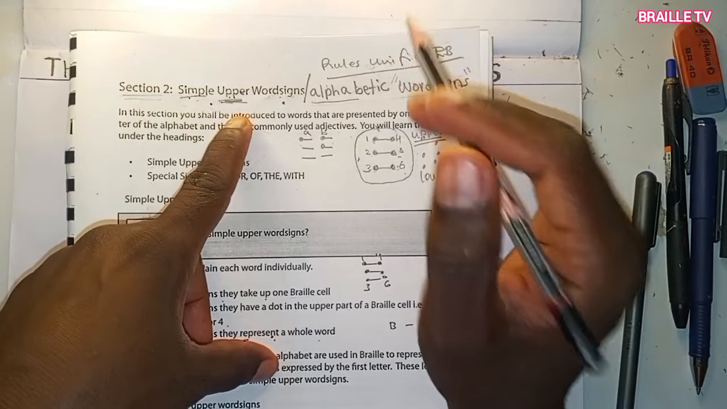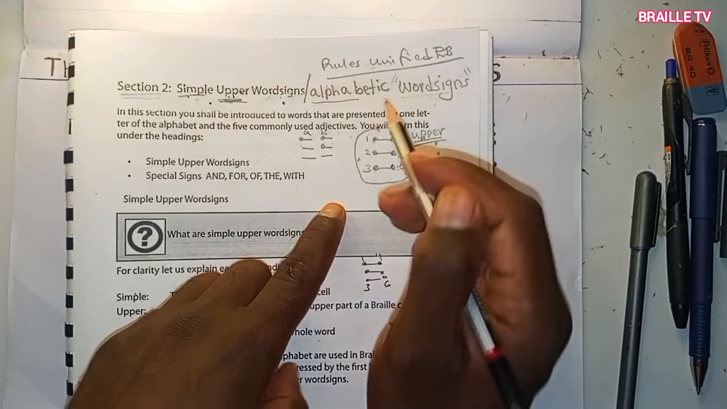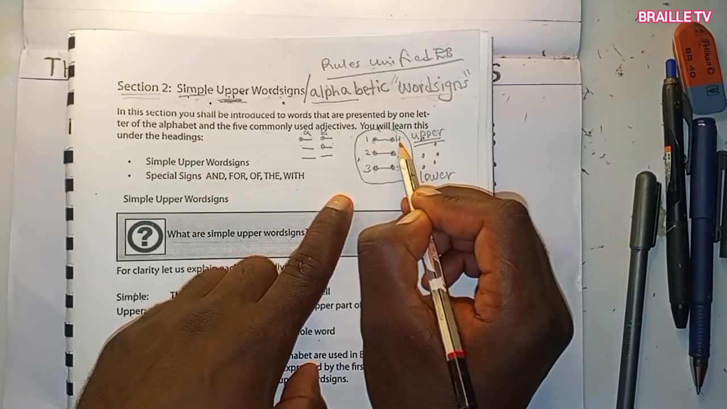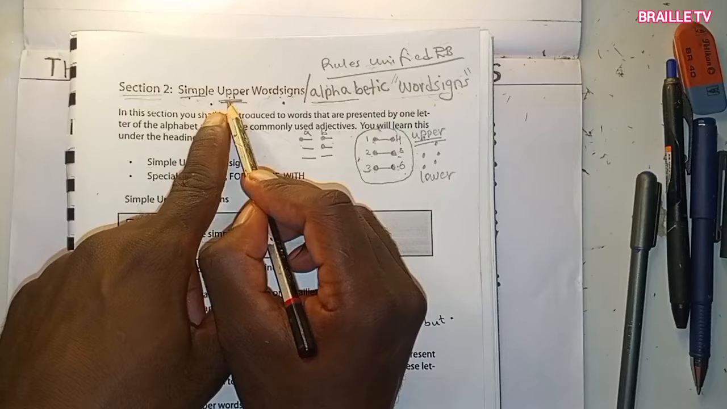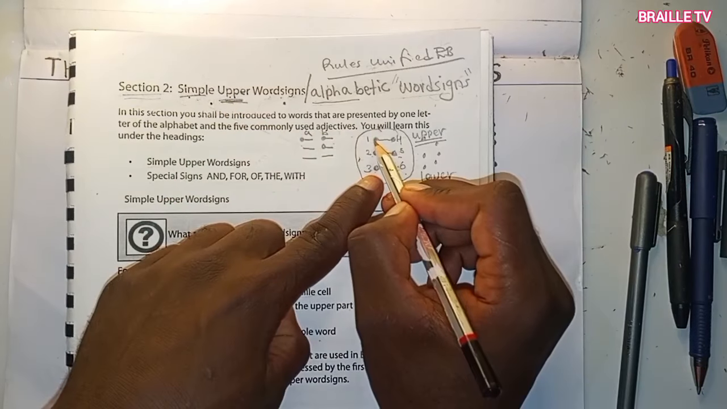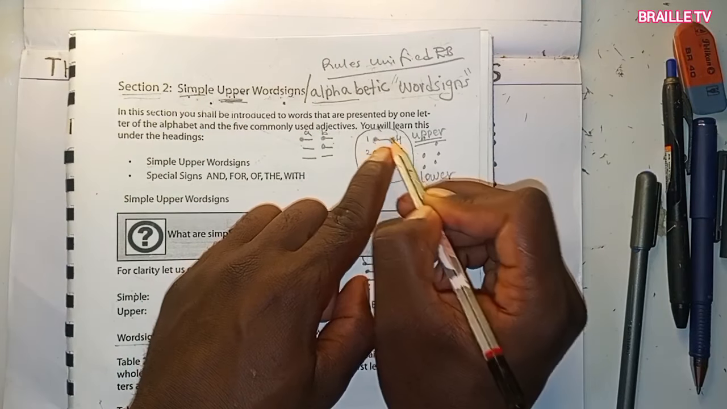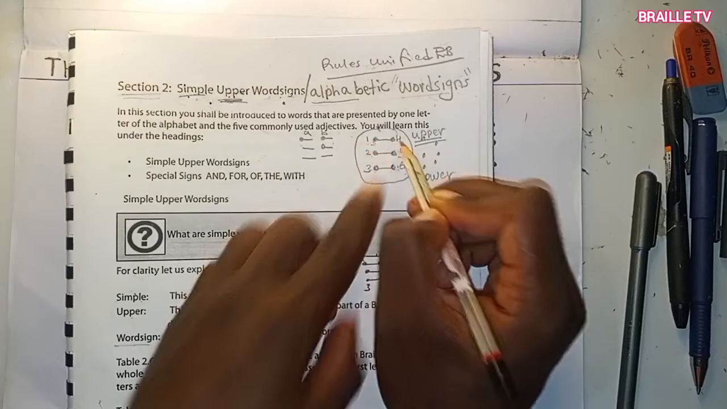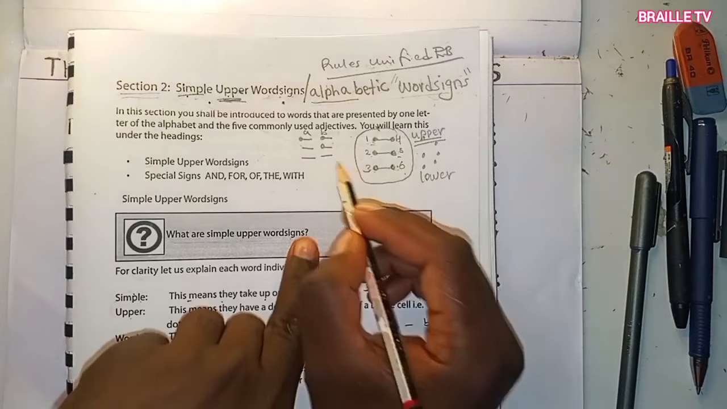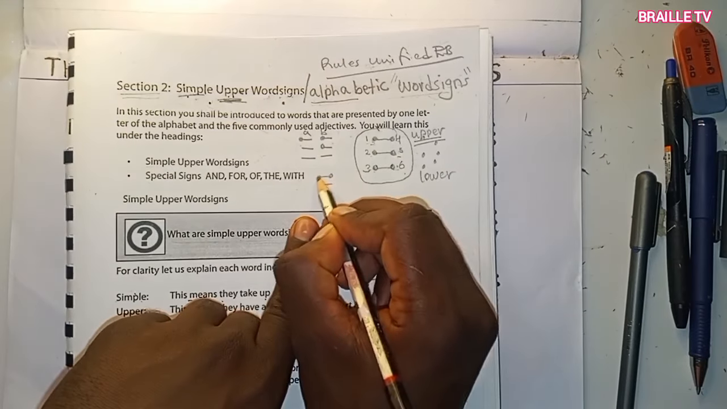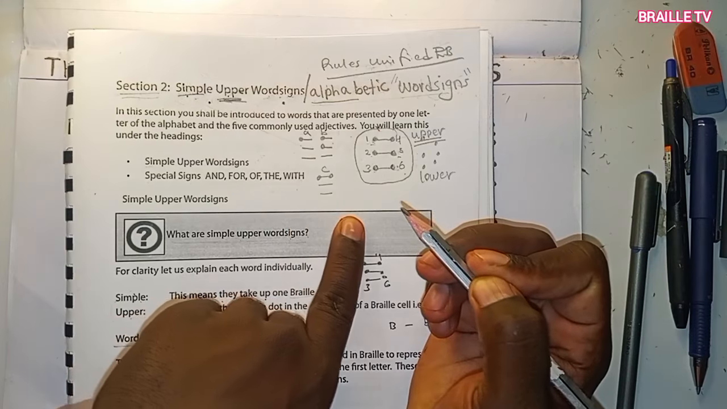Okay? Why? Because they have a dot in either dot 1 and dot 4 or both. We call them upper because they have a dot in the upper part, either dot 1 or dot 4 or both. Now, what does that mean? For example, let me come with the letter C. That's letter C, isn't it? We looked at it in the letters of the alphabet.